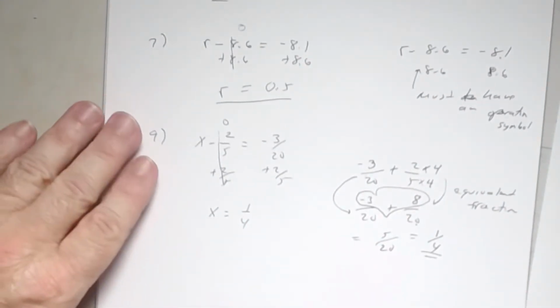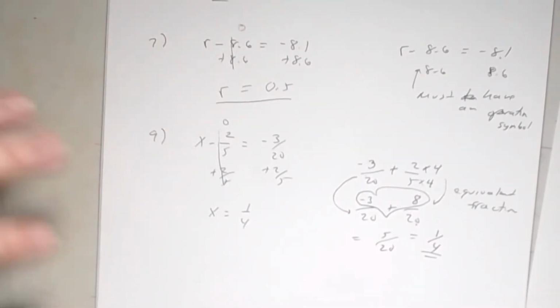All right. So, any questions on those? All right. So that's the addition property. That's that one step. So that's what you're going to do on these worksheets. Okay.